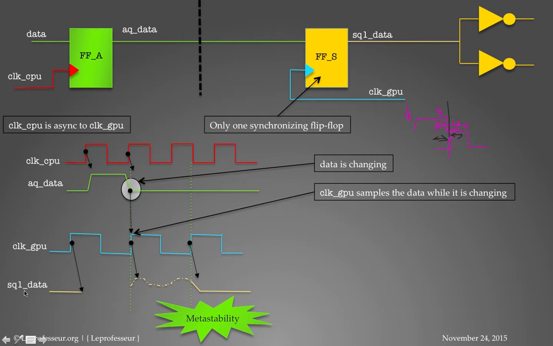So what's going to happen is that the data output SQ1 data, this flip-flop will certainly go into a metastable state. So we don't know what the output SQ1 data is. It's invalid. But after one clock cycle, when AQ data is stable, it will sample the correct signal and give you the proper output. But whether that output sampled the correct value or not, you don't know. We typically call that the flip-flop entering into a metastable state.